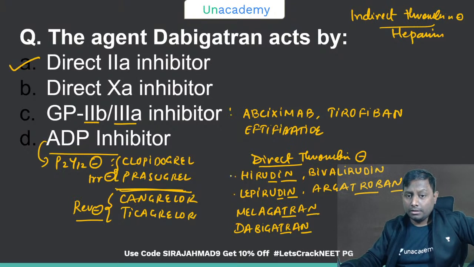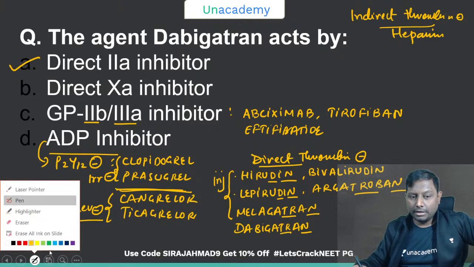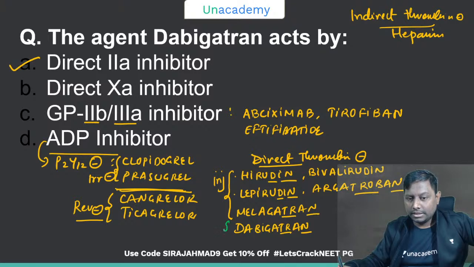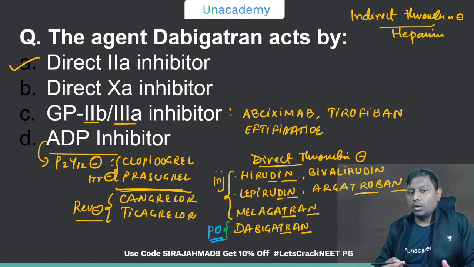Out of all of them, the ones that we are having are all given by the injectable route. It is only dabigatran that is given by the per oral route. Dabigatran is the only one given by the oral route. That is something that you should know, and it's a very commonly asked question: what is the route of dabigatran? Oral route.